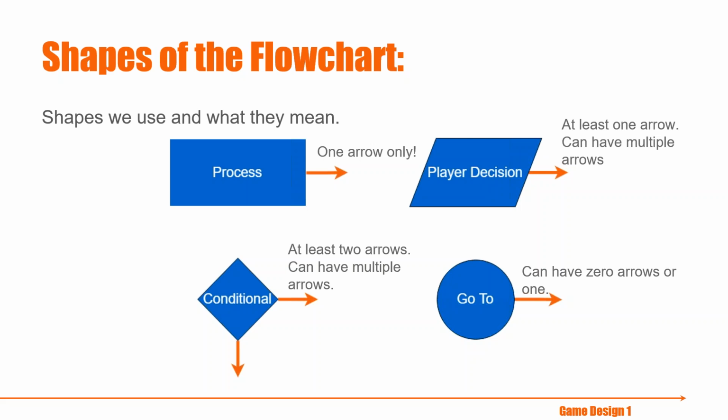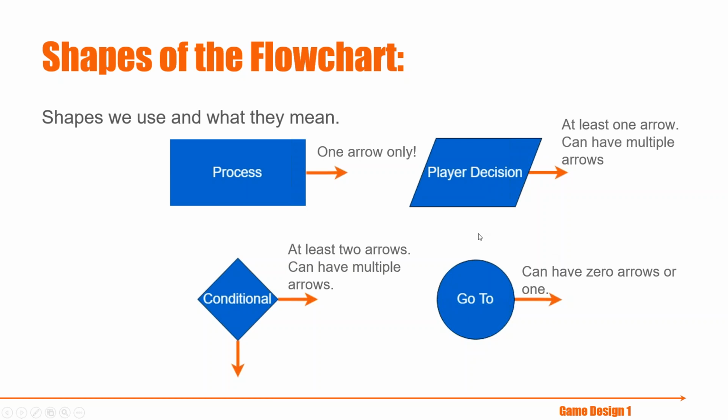The go-to shape, typically speaking, in Game Design 1, you'll only see for start game and end game. That being said, when you start making larger, more involved games or systems, you'll use the go-to shape to go to another flowchart or to go to another section of the flowchart. And when I say that, it's typically because when you're working on a larger scale game or a larger system, it will encompass more than one page. So the go-to shape can be really useful.